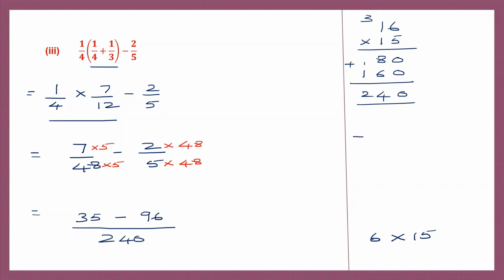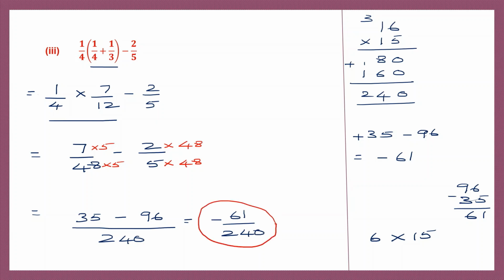Let's take it to the working column. Plus 35 minus 96. So when signs are different, we put the sign of the bigger number and we subtract. So let's do 96 minus 35. So 6 minus 5 is 1. 9 minus 3 is 6. So what do you get? Minus 61. So this is minus 61 by 240. So this is our final answer, minus 61 by 240.